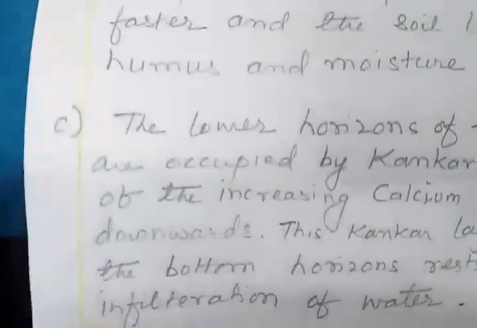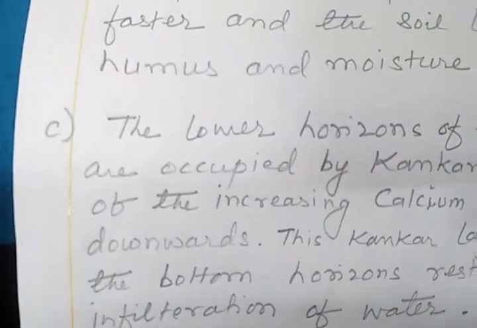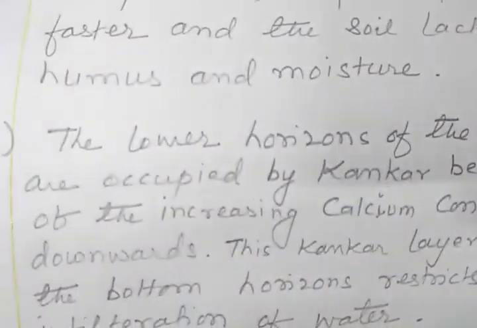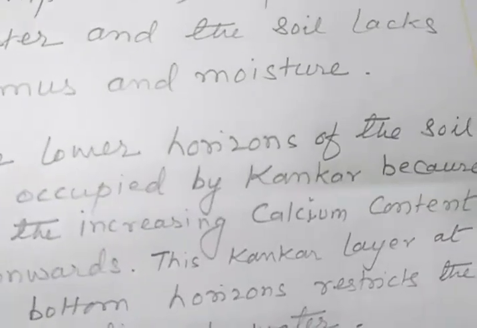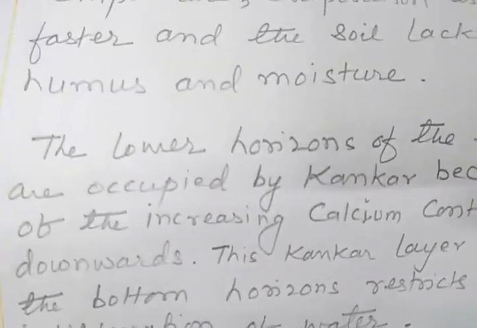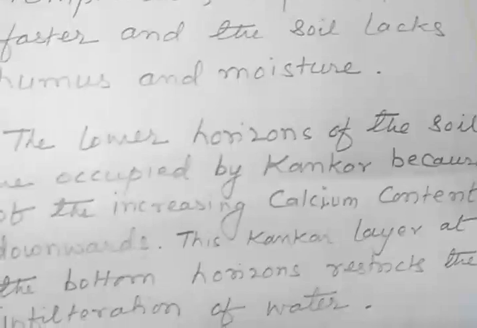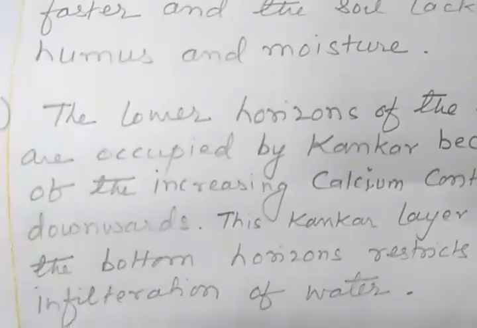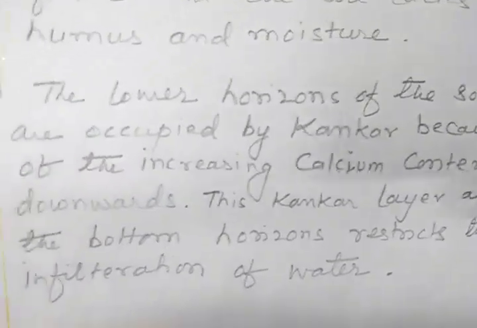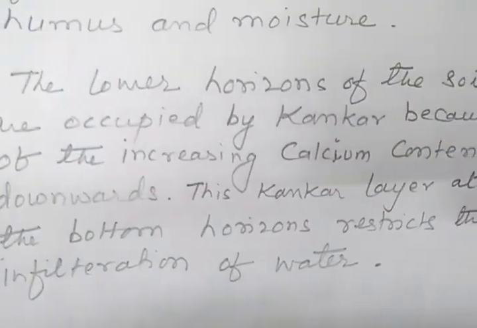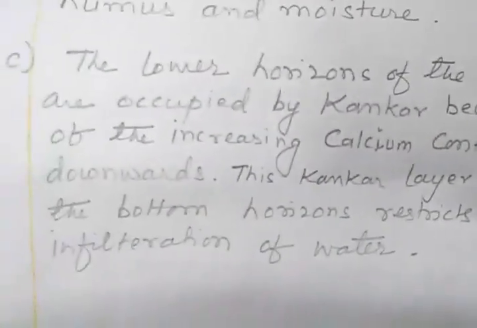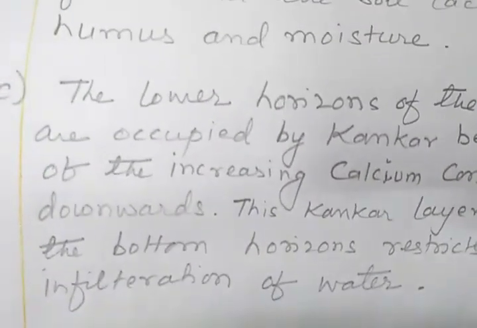Next is the third point. The lower horizons of the soil are occupied by kankar nodules because of the increasing calcium content downwards. This kankar layer at the bottom horizon restricts the infiltration of water into the ground.